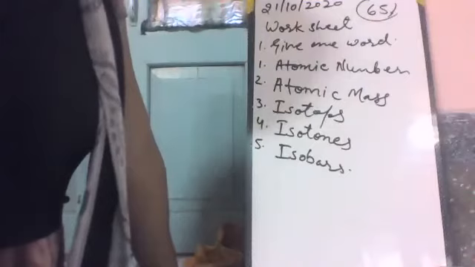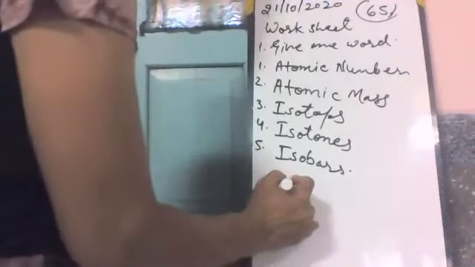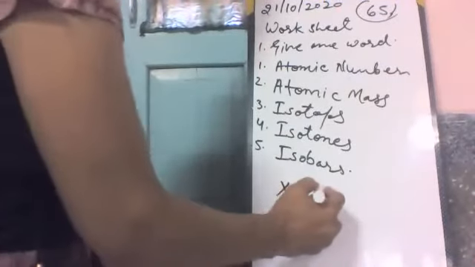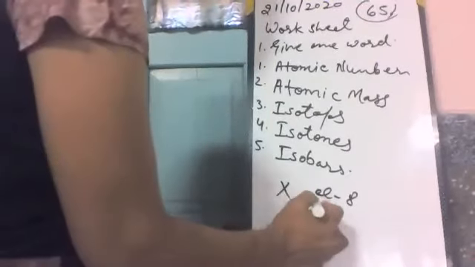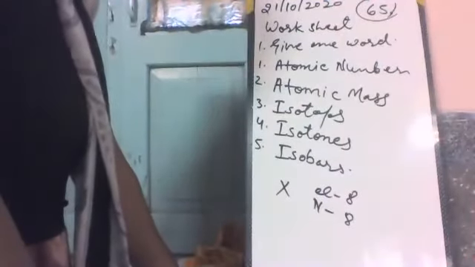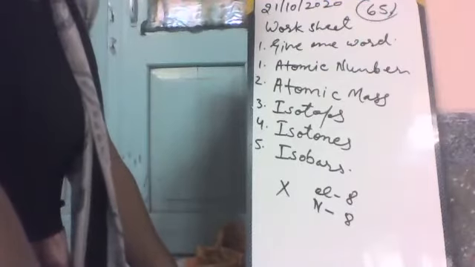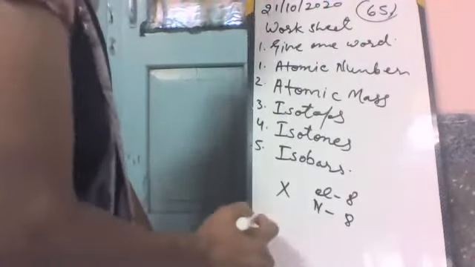Now the next question is, an atom X has 8 electrons and 8 neutrons. Find the atomic number and mass number. Also represent the atom symbolically. Now tell me, what is the number of protons and atomic number?